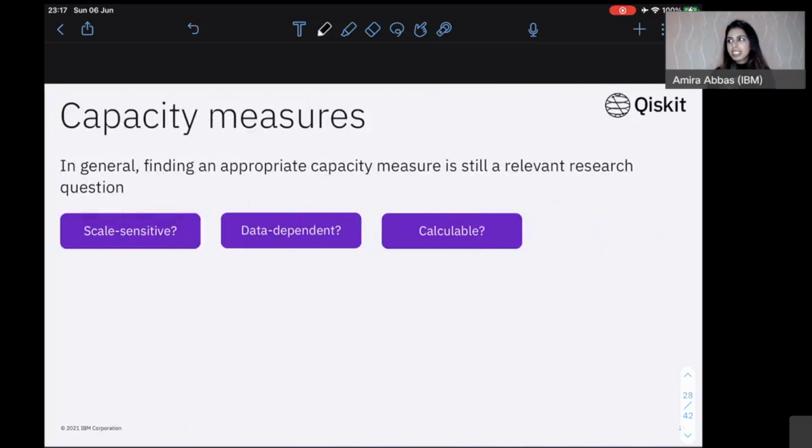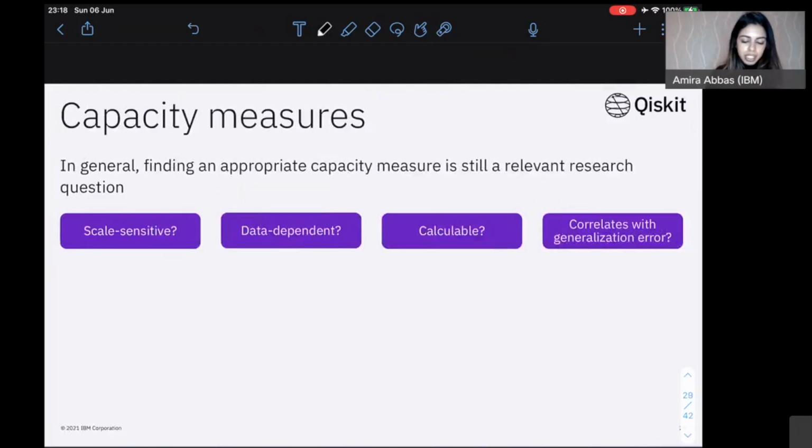Then, from a practical perspective, is the capacity measure that we're looking at even calculable? Can we estimate it in practice? Because this, in reality, is really, really crucial. We don't just want a capacity measure with purely theoretical advantages. We want to be able to use it to assess our models in practice. So being calculable, I think, is also a very important advantage of a proposed capacity measure.